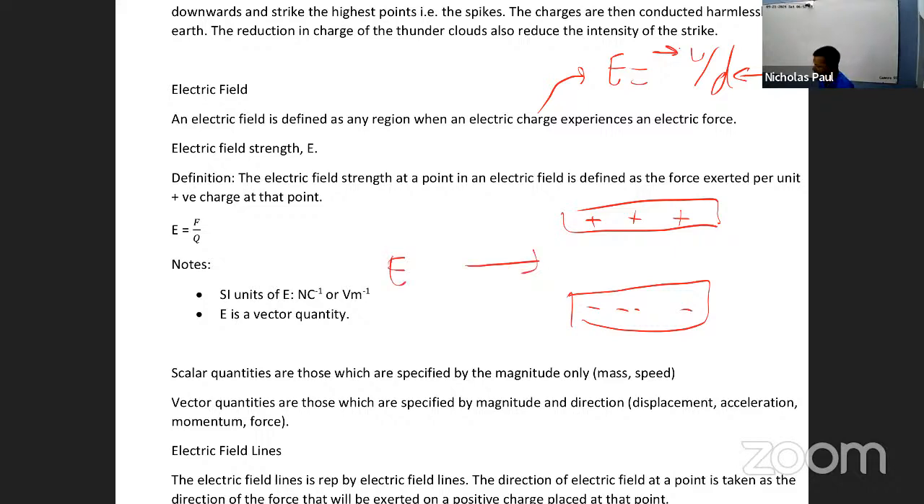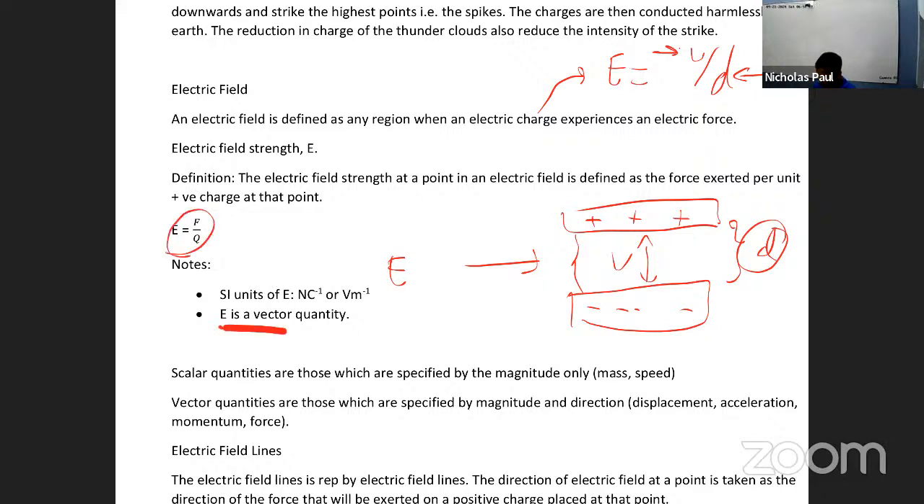And for me to find the electric field inside there, I need the separation D and I need the potential difference V. Okay? So if I have two parallel plates, to find the electric field strength all I need to do is find the potential difference between the plates and their separation. That's okay? That'll give me the electric field strength.